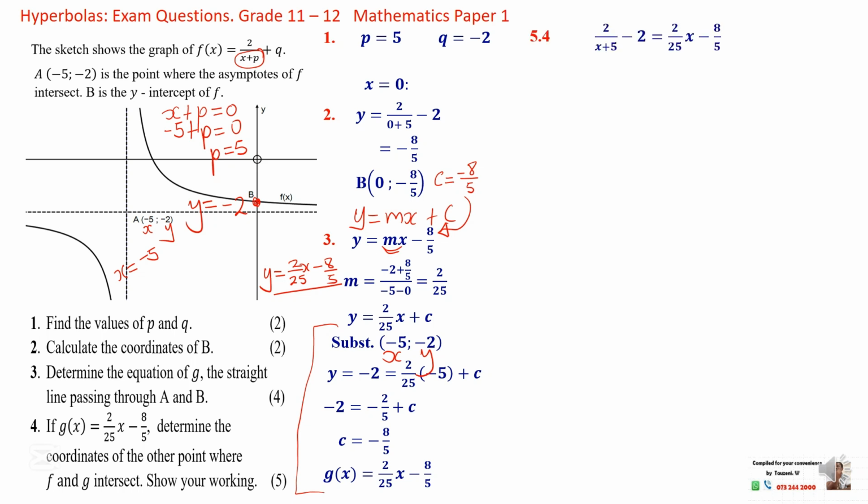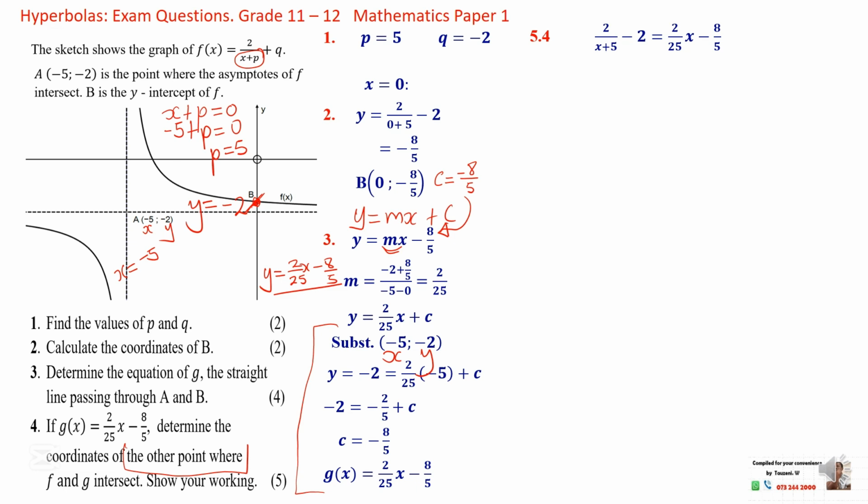Number 4, we want to find the coordinates of one point where the graphs meet. Why is the question saying find the coordinates of the other point? It's because one point is already given. The line AB is crossing the graph at point B and also at another point. So what we need to calculate now is another point where the graph is crossing the line besides B.